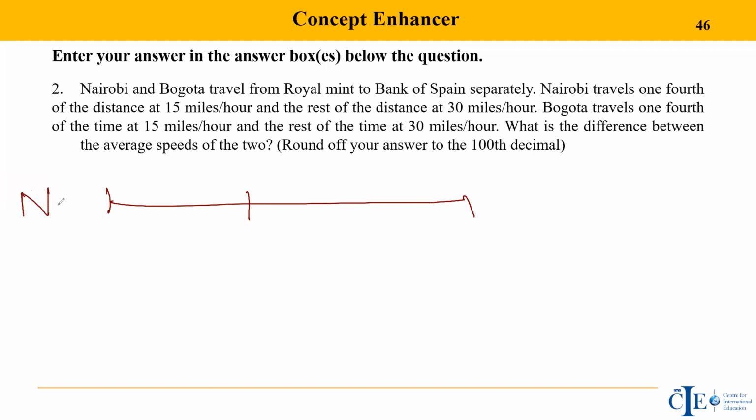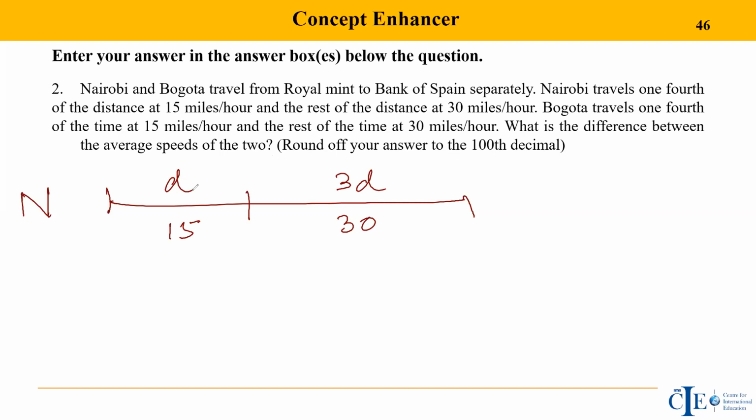Let's do it for the Nairobi. So let's call this d by 4. Don't involve fractions as much as you can. And then you can say this is 3d at 15 and at 30. So the distances are d and 3d. That's one fourth and three fourth of the total of 4d.